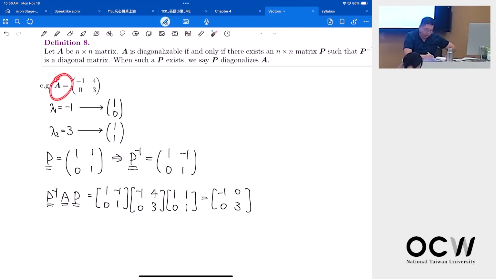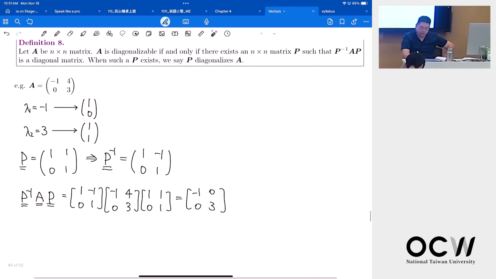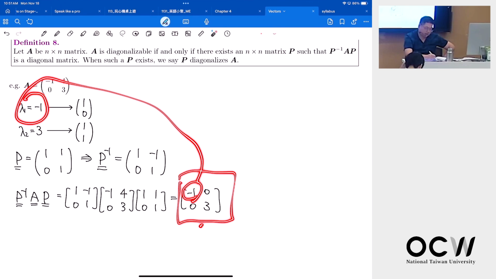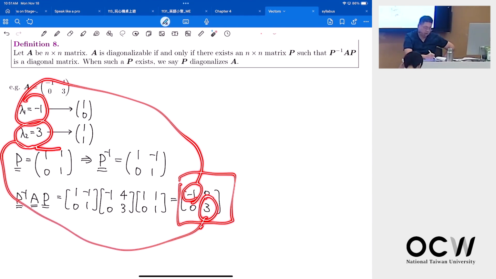When matrix A is here, we found the eigenvalues and their corresponding eigenvectors. And you see that those are just the eigenvectors. I put the eigenvectors together to form this matrix P. Right? And then once we do the P inverse AP to get the diagonal matrix, here's the diagonal matrix. And you can see -1 and 3. Their values are just the eigenvalues.